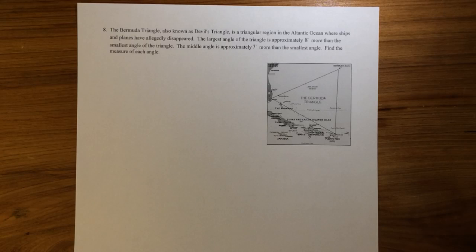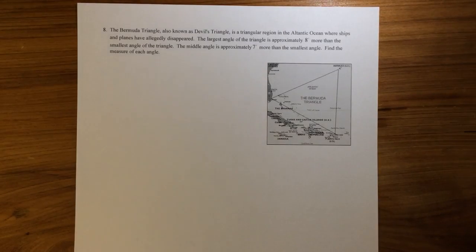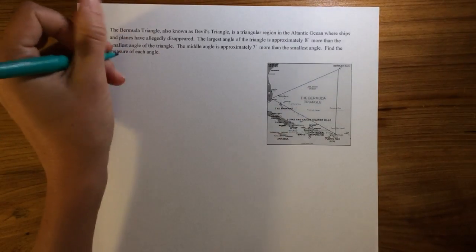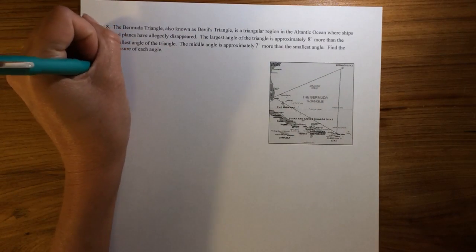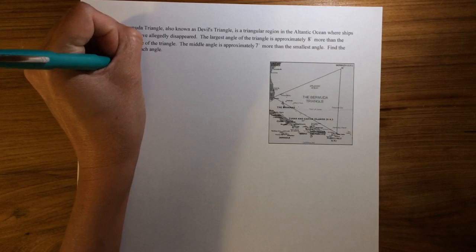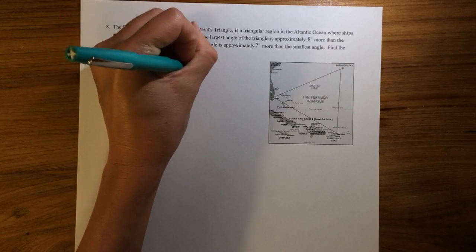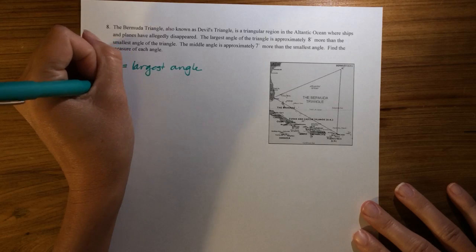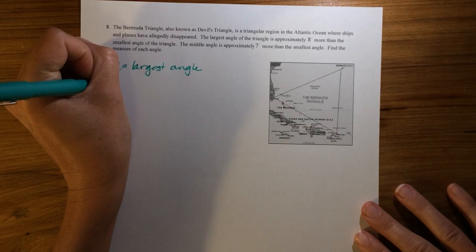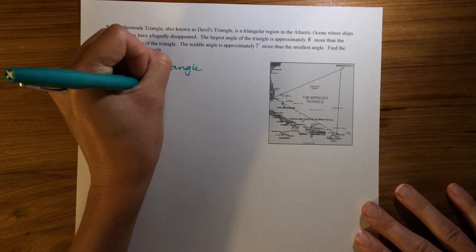So there's some background information that we have to solve this equation. First, triangle, 3 angles, right? So here, just by their labeling, I'm going to say that L is equal to the largest angle. You can use X, Y, and Z, P, R, Q, whatever you want. It doesn't matter. Smallest angle and middle angle. M is equal to the middle angle.